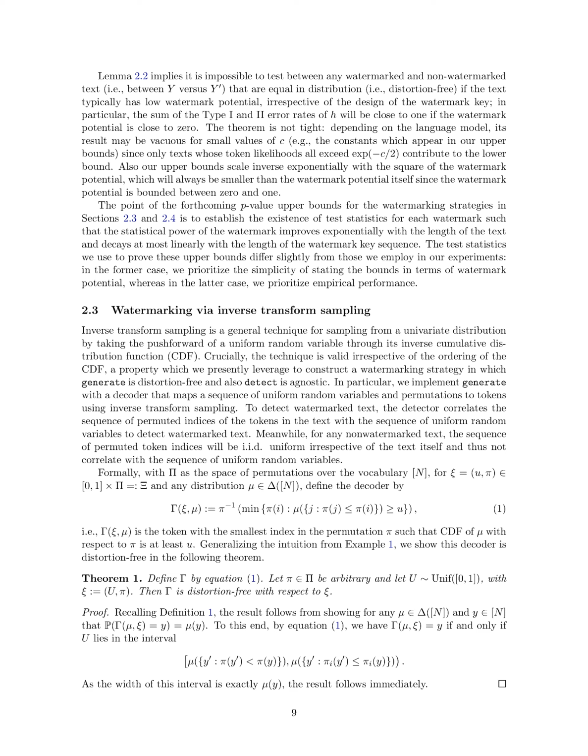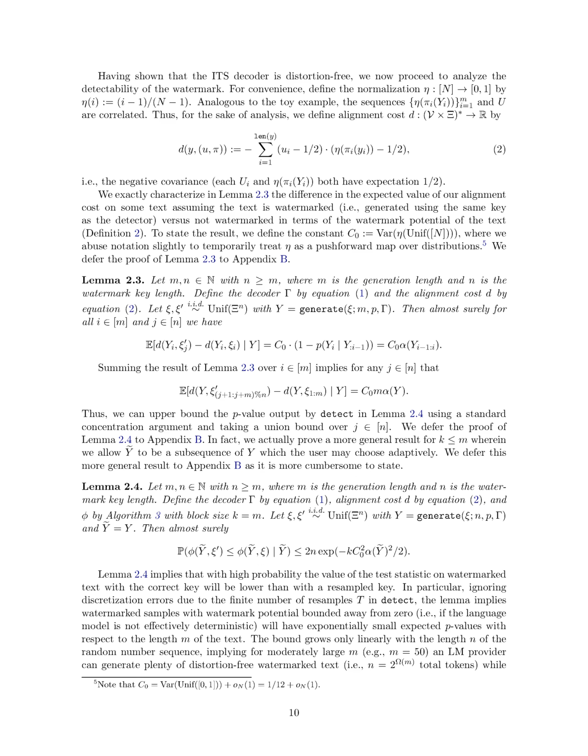Let π in Π be arbitrary and let u be a uniform random variable in [0,1], with ξ equals (u, π). Then Γ is distortion-free with respect to ξ. The proof of this theorem shows that for any μ in Δ(n) and y in n, the probability that Γ(μ, ξ) equals y equals μ(y). This is because Γ(μ, ξ) equals y if and only if u lies in a certain interval whose width is exactly μ(y).